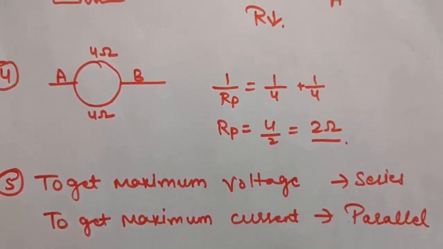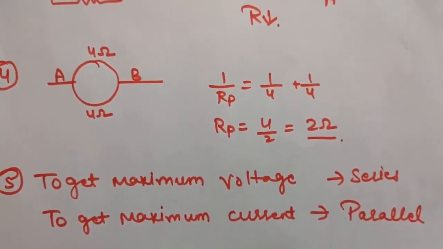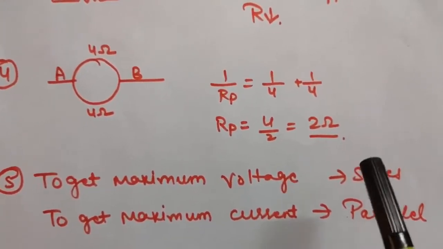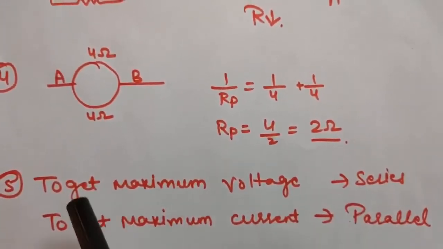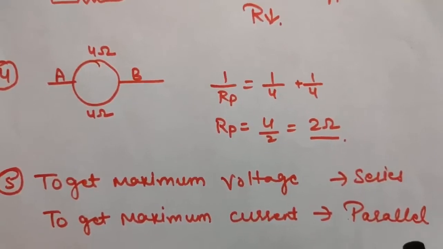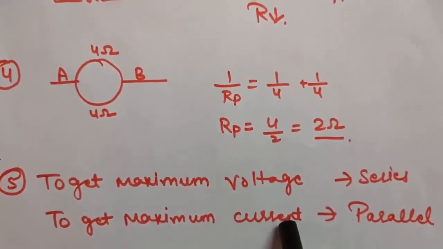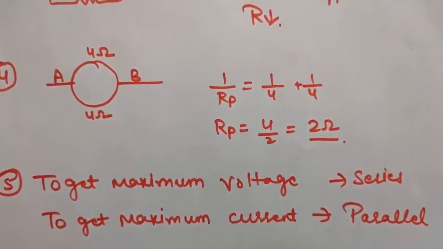Okay, so the fifth question says, what is the basic purpose of connecting the cells in series and parallel combination? The cells are connected in series combination to get maximum voltage, and they are connected in parallel combination to get maximum current. So this is the basic purpose.